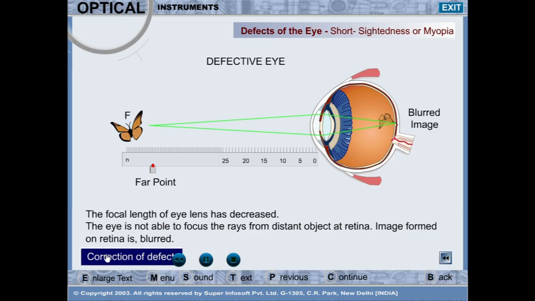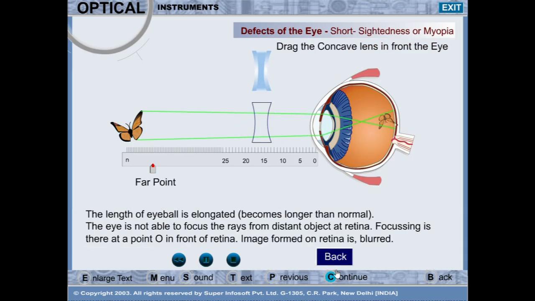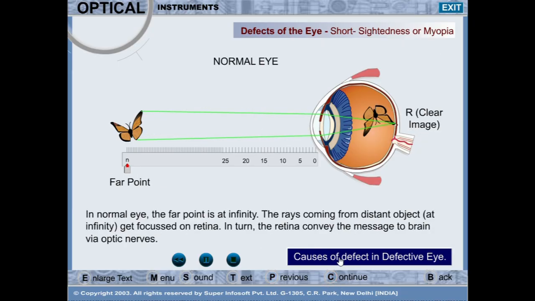Causes of defect in the defective eye. The defect arises due to either the length of the eyeball being elongated, that is, becoming longer than normal, or the focal length of the eye lens having decreased. Due to either or both causes, the eye is not able to focus the rays from a distant object at the retina. Focusing is there at a point O in front of the retina. The image formed on the retina is blurred. The defective eye is, however, able to focus the object up to its far point. Correction of defect.